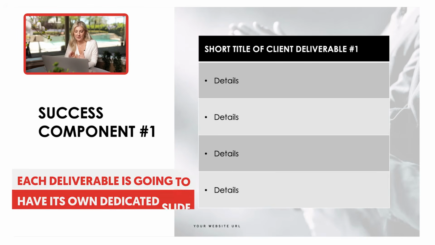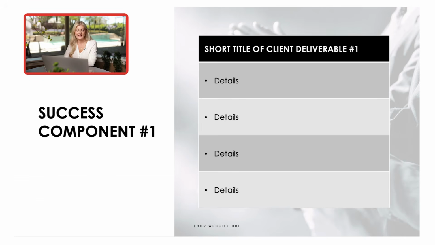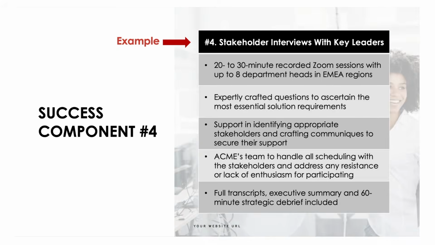Each deliverable is going to have its own dedicated slide, and you're going to identify these as success components because these are the components that are going to make up the client success. Under each client deliverable, share anywhere from 3 to 5 supporting details so that they know all of the specifics around the deliverable. And you'll see here in this example, we're just providing 4 success components. On this slide, I'm sharing with you the 4th one, which is stakeholder interviews with key leaders.